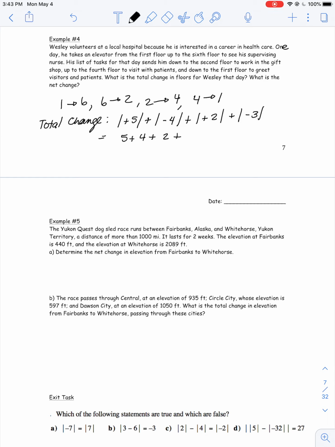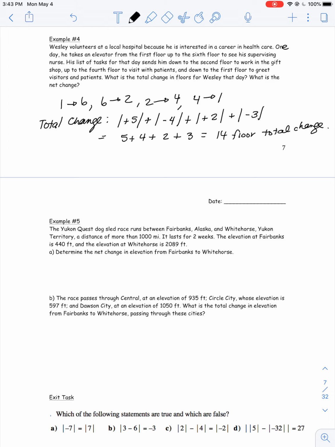So that means we're going to go 5 plus the absolute of negative 4 is 4, plus the absolute of positive 2 is 2, plus the absolute of negative 3 is 3. So if we add all those together, 9, 10, 11, 12, 13, 14, we get 14 floor change, total change.